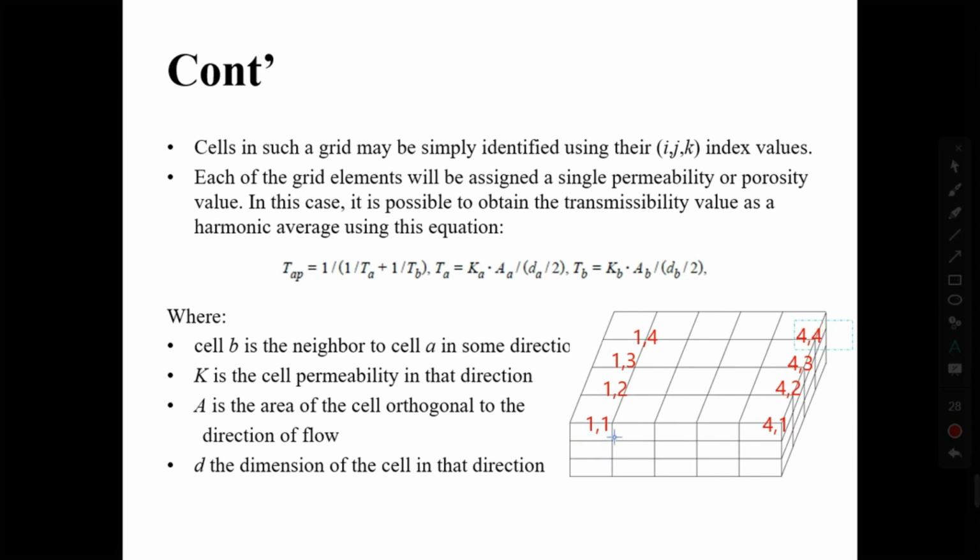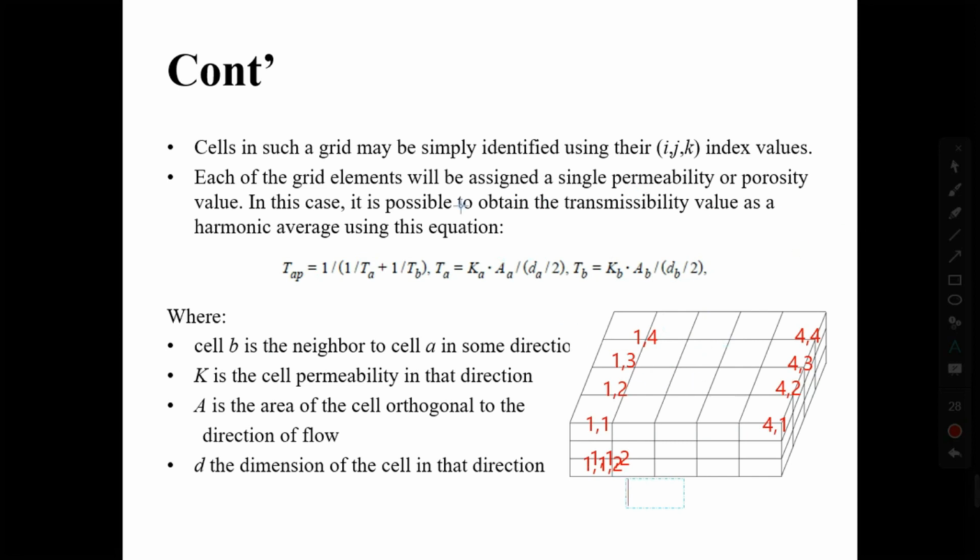So for example, this one is 1, 1, 1. This one is 1, 1, 2, and this one is actually 3. The last one is 1, 1, 3. So that's how we define the grid blocks and their addresses.